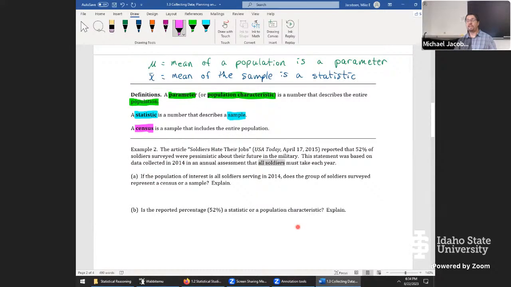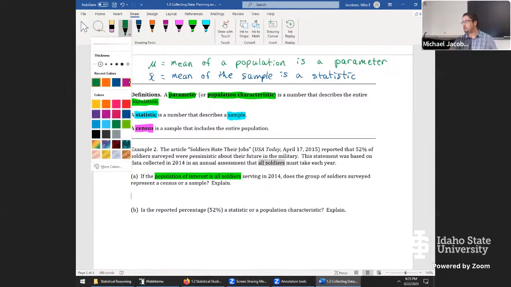Now for this 2-part question, part A is asking, if the population of interest is all soldiers serving in 2014, does the group of soldiers surveyed represent a census or a sample? Anyone see which it should be? I agree, only because they said here, the population of interest is all soldiers, which makes sense. The military is not going to care much about anything else, just the people who they're working with, serving in 2014 specifically. In that annual assessment, all soldiers had to take it. So we can now assume we really have a census.